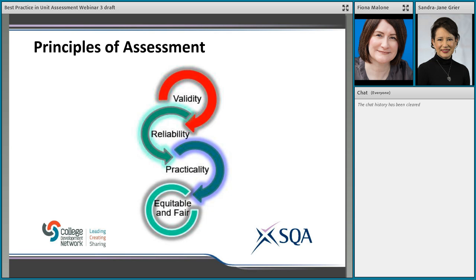So what do we mean by principles of assessment? Well, in terms of SQA, we talk about validity, reliability, practicability, and something being equitable and fair. So let's now look at each of these in turn.